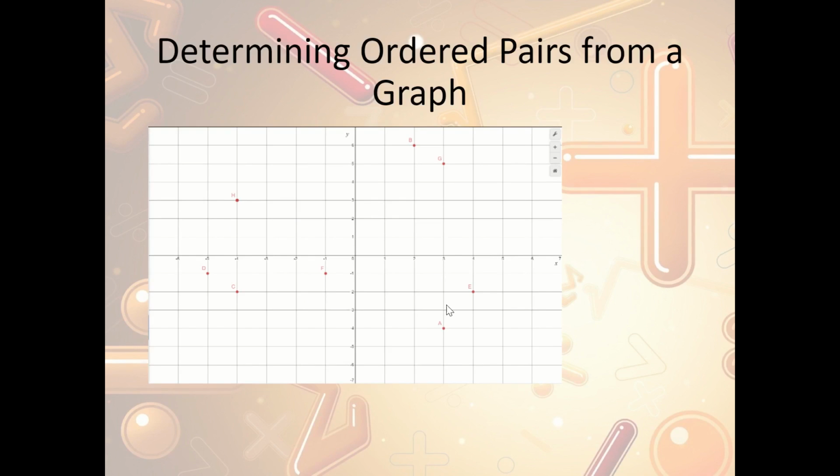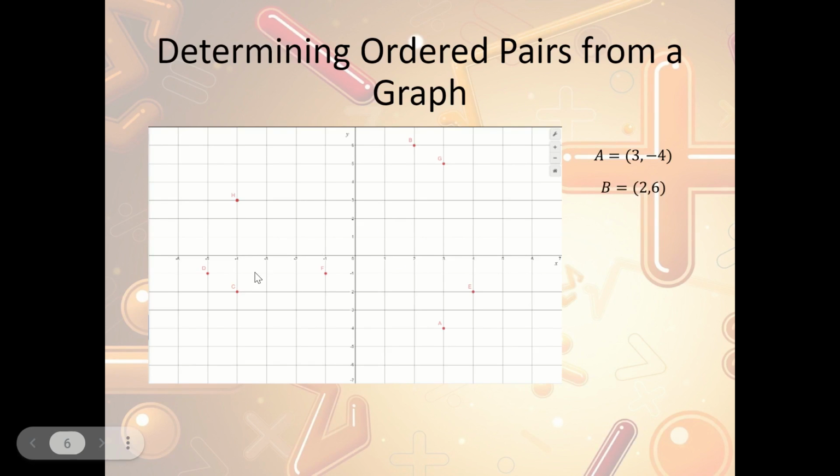So let's look at A, which is here. Well, I can see that my x value is 1, 2, 3, and my y value is down 1, 2, 3, 4. So it's x equals 3, y equals negative 4. So that would be my point for point A. Then I can do point B. Point B is right here. So I went to the right 1, 2, so x is 2, y is 1, 2, 3, 4, 5, 6. So I would be at 2, 6.